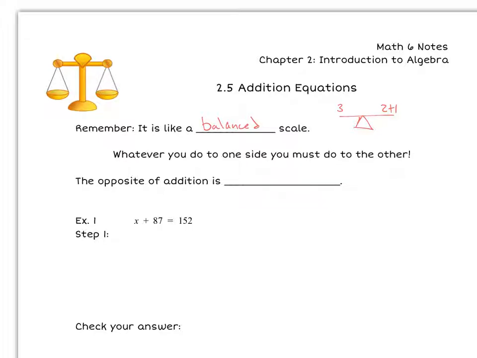So let's think of it another way. I'm going to have that same scale here, and I've got 3 on this side and 3 on this side. What happens if I say I'm going to take 1 away from the left side? What do I have to do to the right side? I have to take 1 from the other side, right? So now my scale is balanced again.